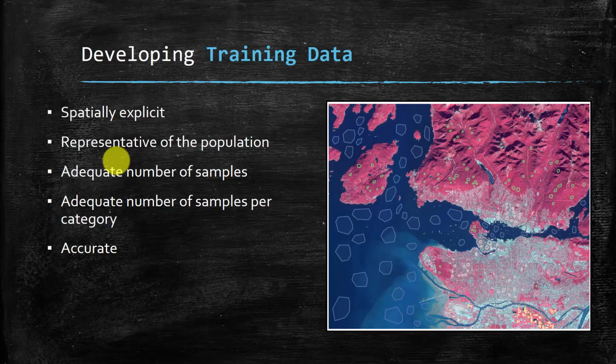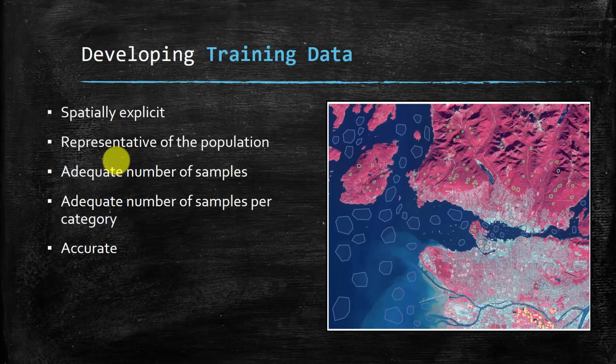So again, the training data is super important. In my opinion, the quality of the training data is the most important part of getting a good quality map output. You know, it's garbage in, garbage out. So if you give the computer, the algorithm, bad examples, it's not going to do a very good job at making a prediction.